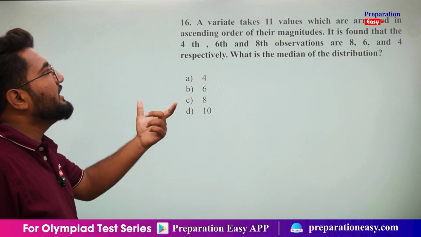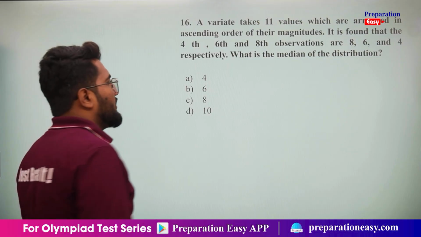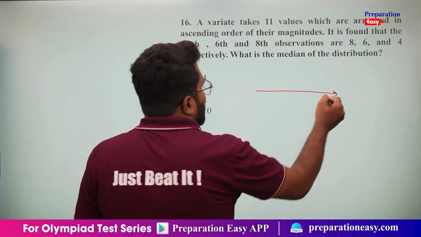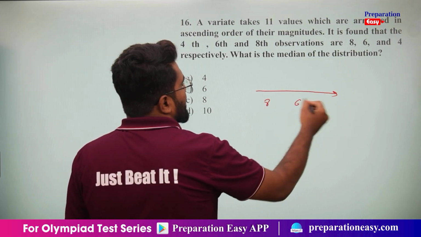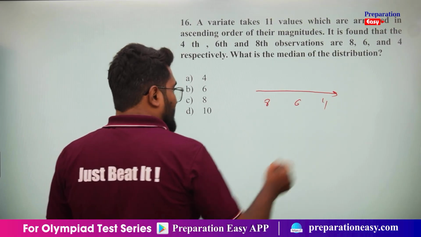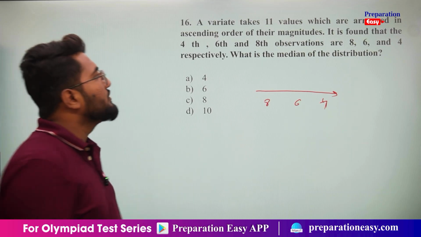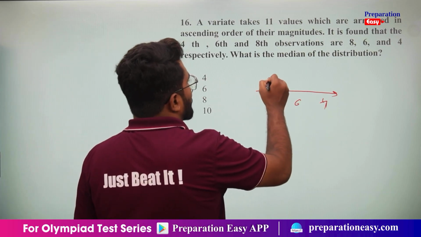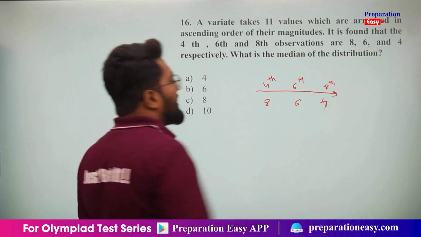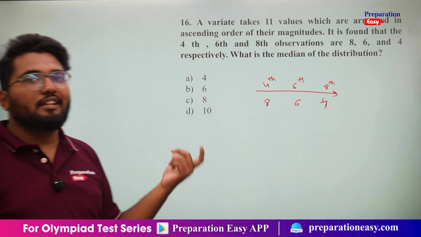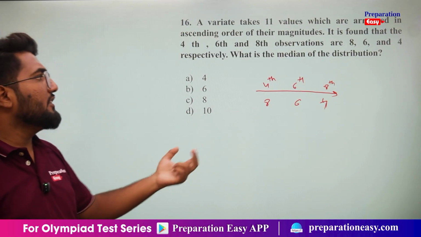Question number 16. A variate takes 11 values which are arranged in ascending order. There are some values arranged in ascending order. What are the values? 8, 6 and 4, but these values are not okay. Just wait. What are the positions? 4th, 6th and 8th, but 8, 6 and 4 are not arranged in ascending order. This is a contradictory statement, but still we have to solve it.